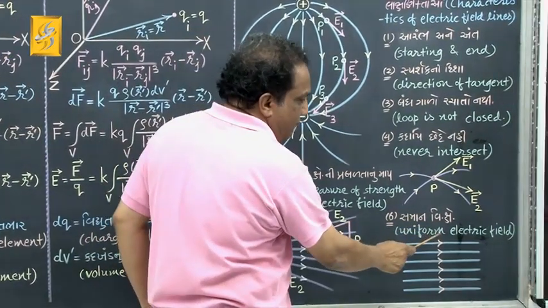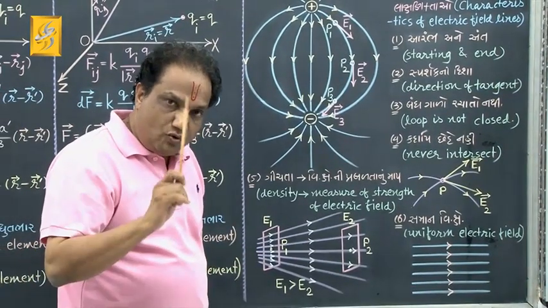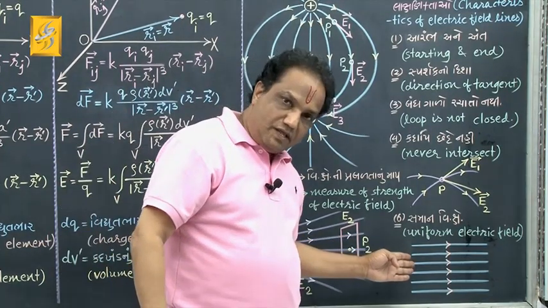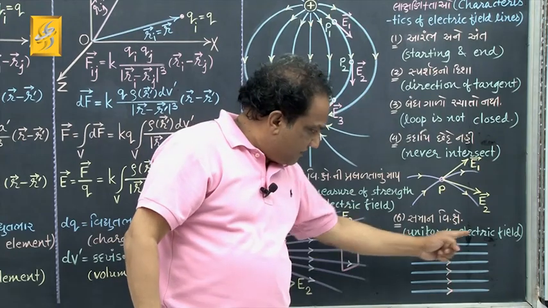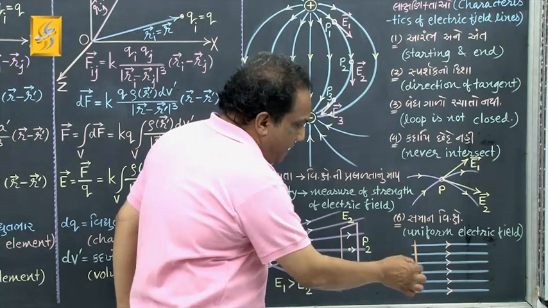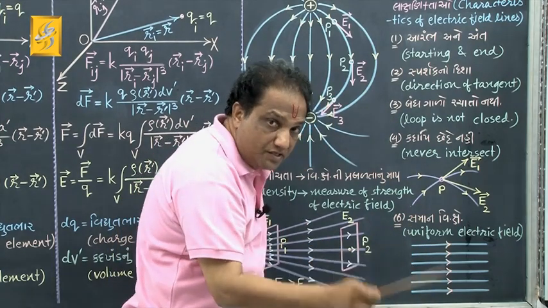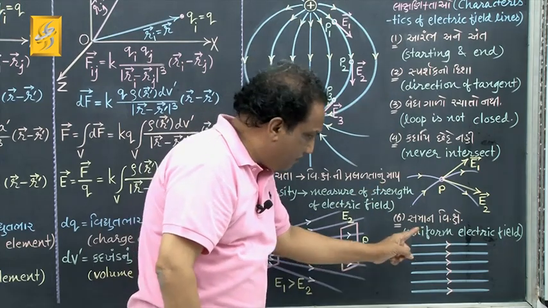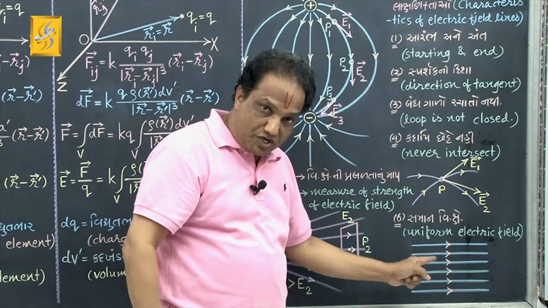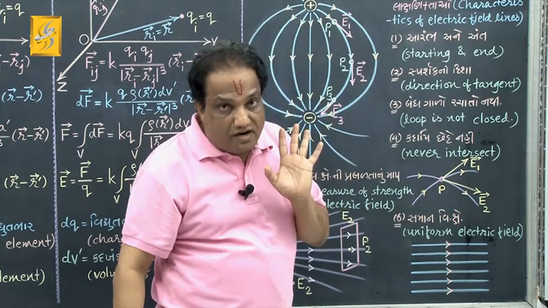Then we go for uniform electric field. For uniform electric field, you must show electric field lines in this manner. In this manner means all these field lines must be shown mutually parallel. Not only that, perpendicular distance between each two consecutive electric field lines must be shown same everywhere. When you have such a picture of electric field lines, it indicates uniform electric field.